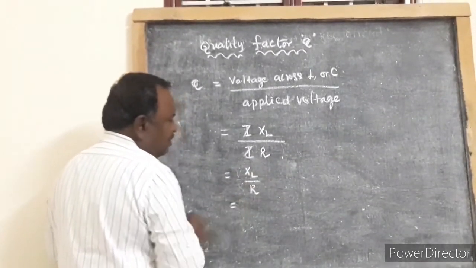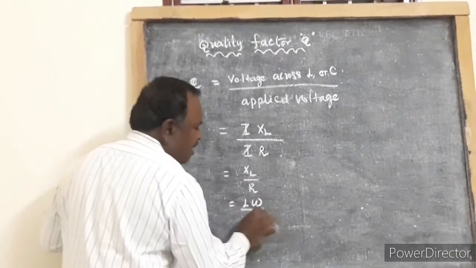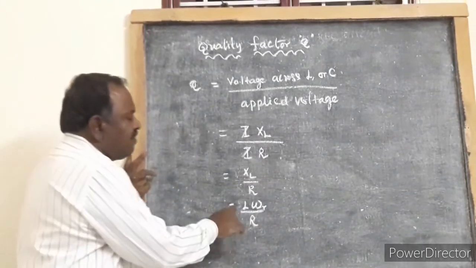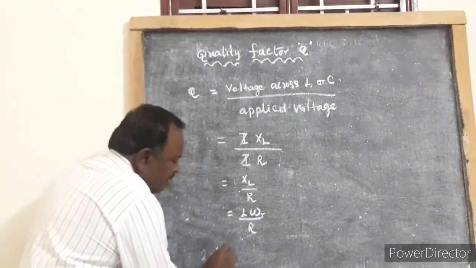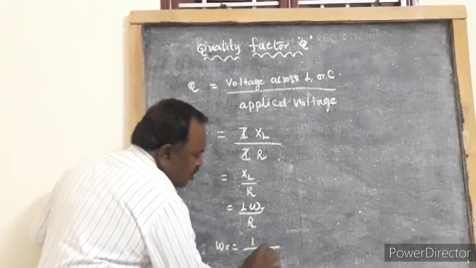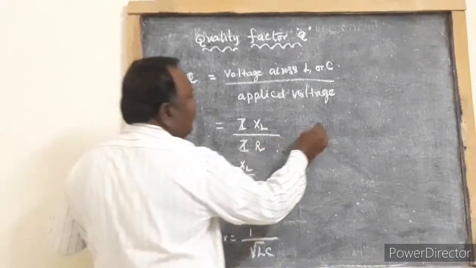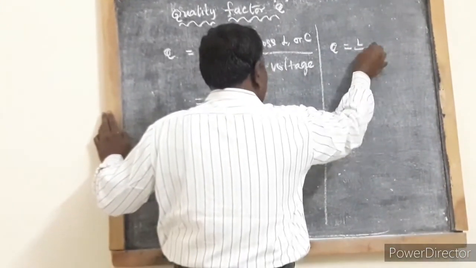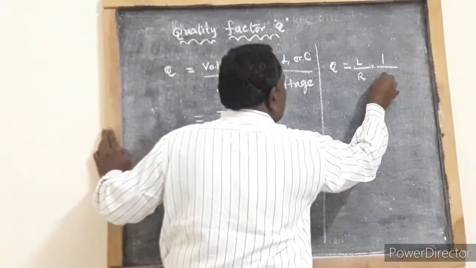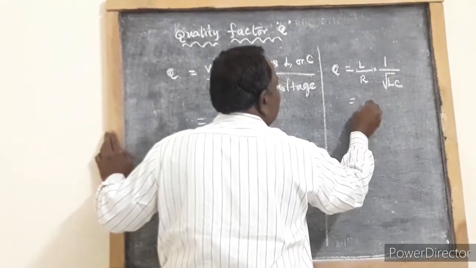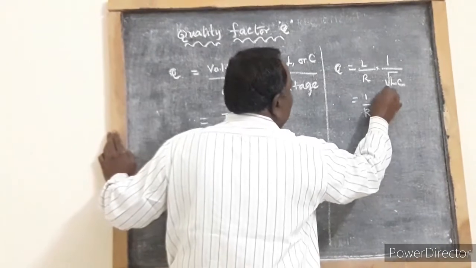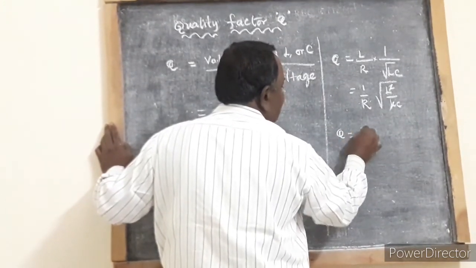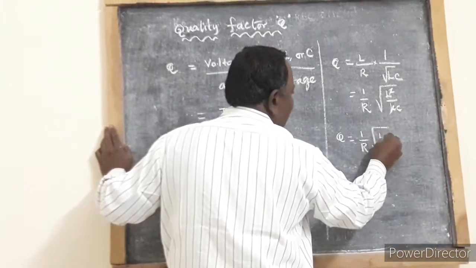But we know XL is equal to L omega. Since this resonance condition is taking place at resonant frequency, we will have L into omega R by R. But omega R is equal to 1 by root of LC. So substituting this value, we will have quality factor Q equal to L by R into 1 by root of LC. That is equal to 1 by R into root of L squared by LC. So we will have quality factor equal to 1 by R into root of L by C.